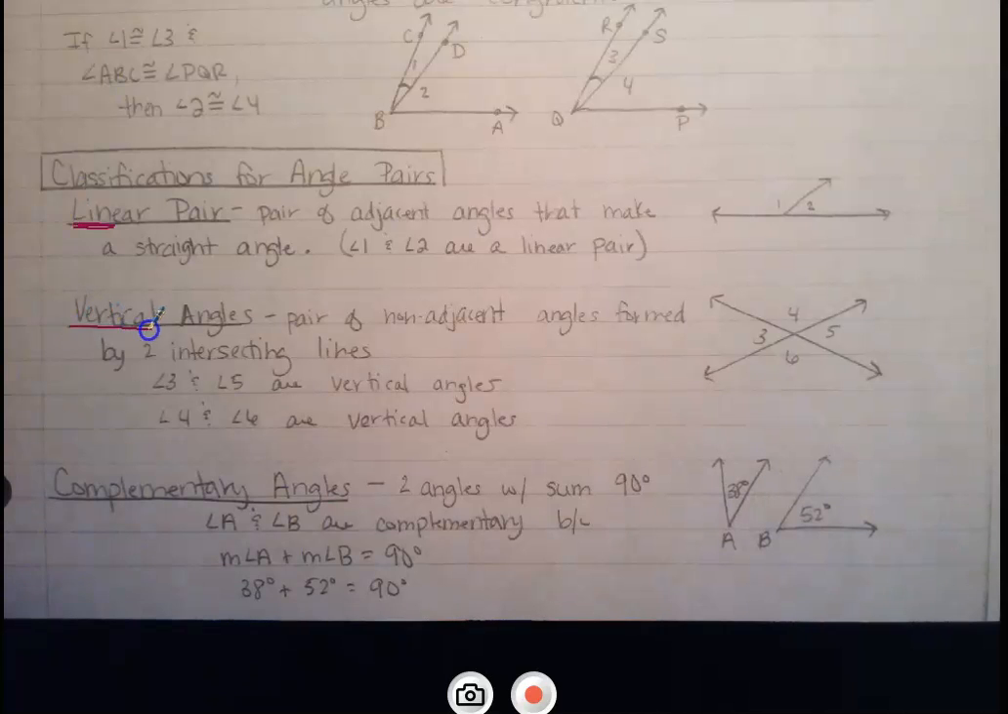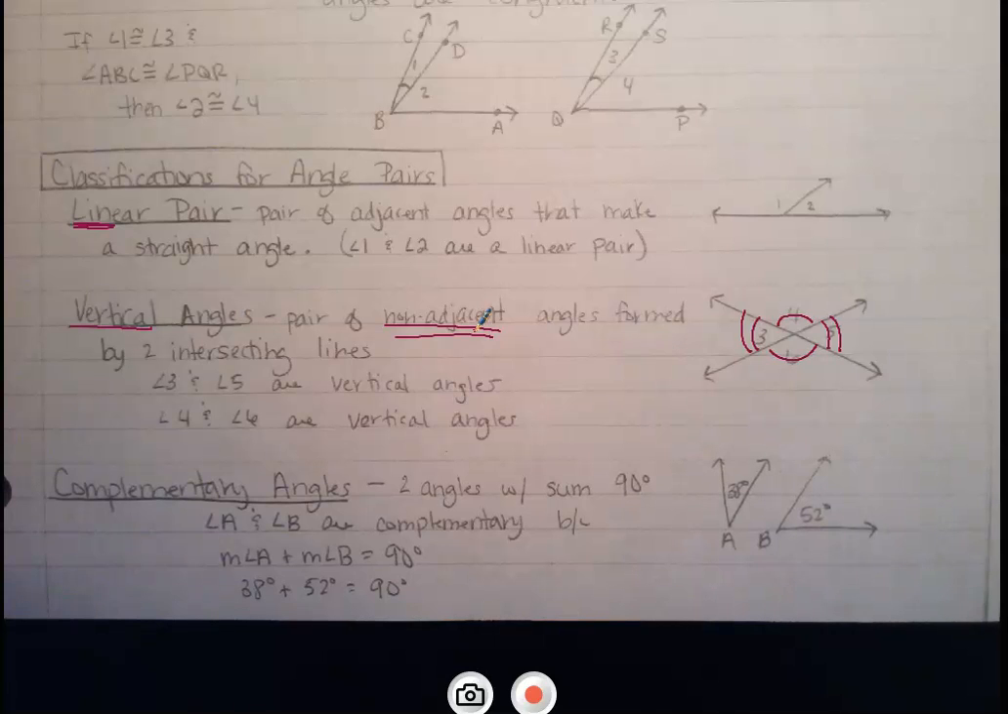Vertical angles are a pair of non-adjacent angles formed by two intersecting lines. So 3 and 5, or 4 and 6, are vertical because they're opposite of each other. And they're congruent to each other. So it's a pair of non-adjacent angles. What does non-adjacent mean? They're not adjacent. What's another word for adjacent? Beside each other. Good, they are not beside each other.